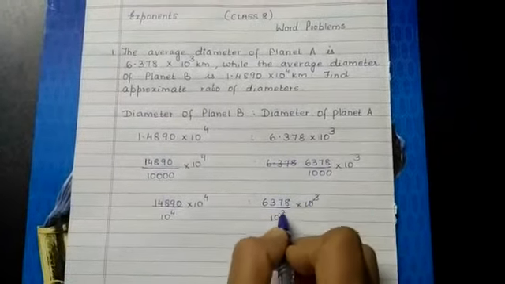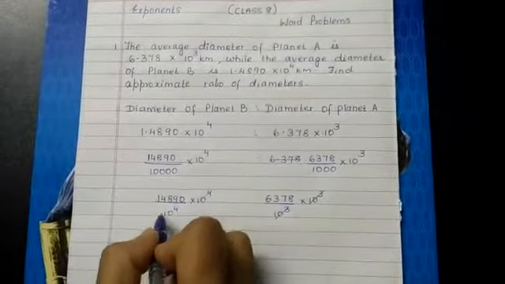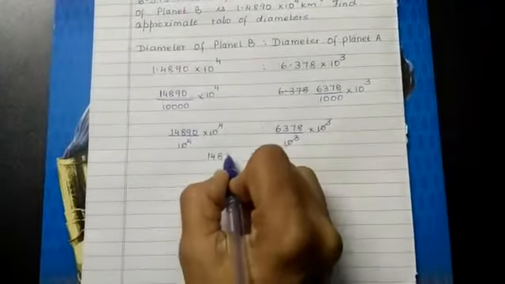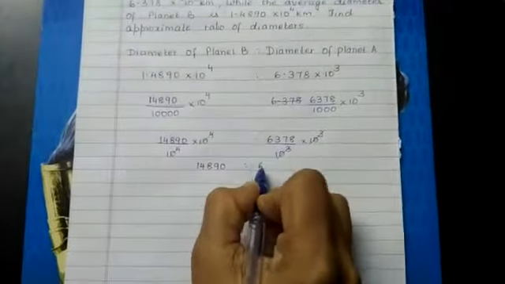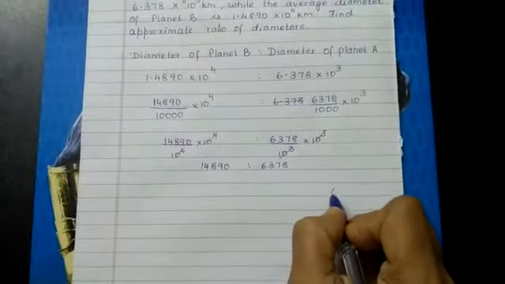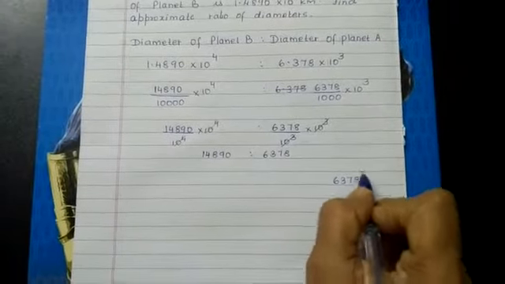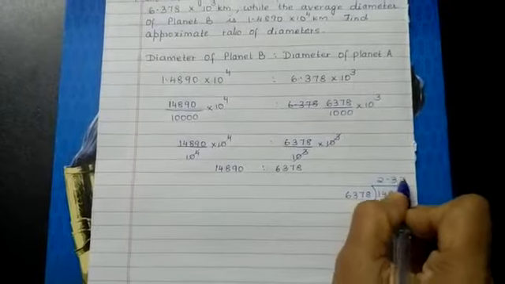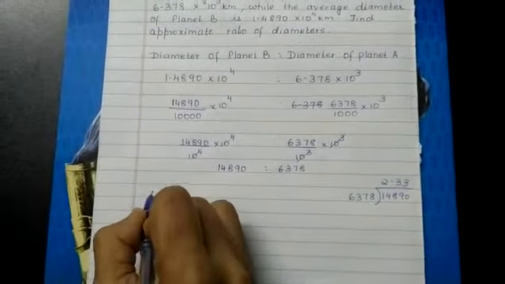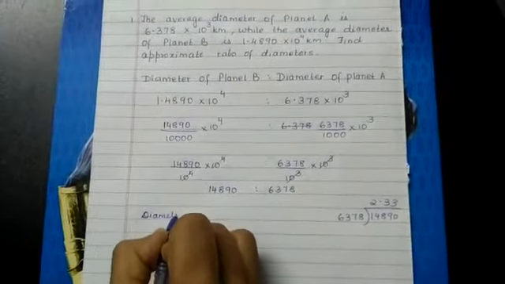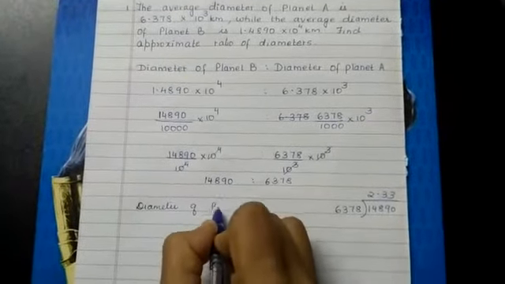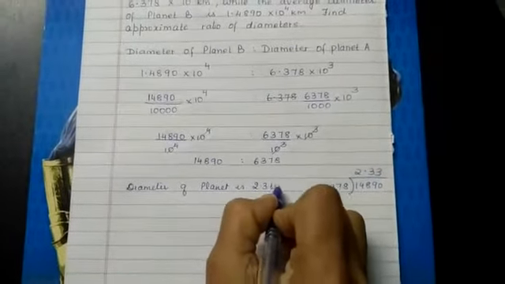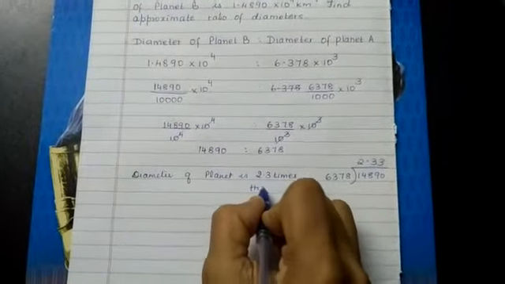Now one numerator, one denominator gets cancelled here. One numerator, one denominator gets cancelled here. So we are left with 14890 is to 6378. Now if you divide 14890 by 6378, you will get approximately 2.33. So you can write that diameter of planet B is 2.3 times that of planet A.